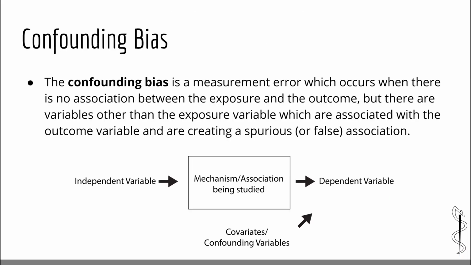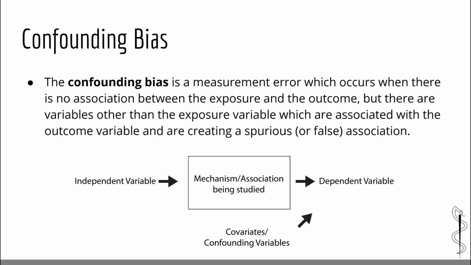So what is confounding bias? The confounding bias is a measurement error which occurs when there is no association between the exposure and the outcome, but there are variables other than the exposure variable which are associated with the outcome variable and are creating a spurious or false association between the exposure variable and the outcome variable.